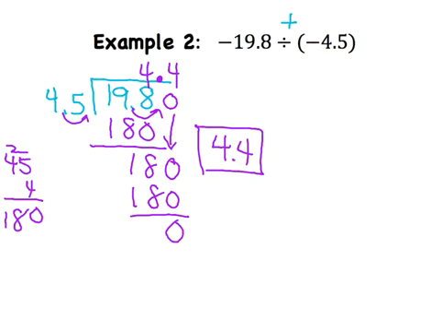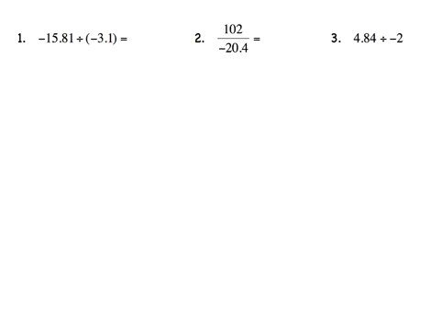Any questions so far? I'm going to do the next 3 with you, and then you're going to do 4, 5, and 6 on your own. Number 1, I know the answer is positive. Number 2, the signs are different, so my answer is negative. Number 3, the signs are different, my answer is negative.